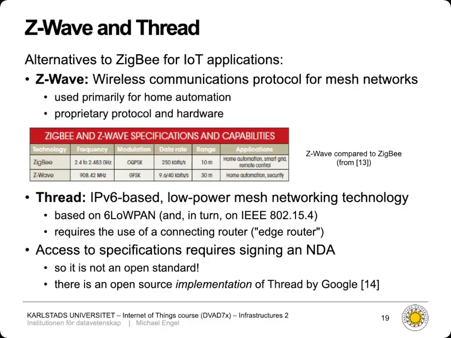Thread is not a peer-to-peer mode, so it requires the use of a connecting router called an edge router here. Thread, unfortunately, is not as open as it seems. So to be able to access specifications, you need to sign a non-disclosure agreement with the industrial organization nowadays that standardizes Thread. Nevertheless, it's not an open standard, but if you want to take a look, there's an open source implementation of a Thread protocol stack by Google, which you can download from GitHub.